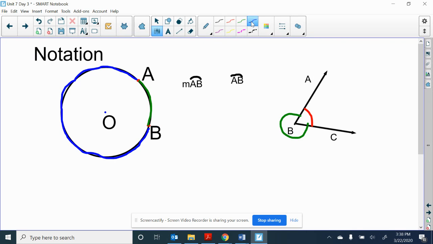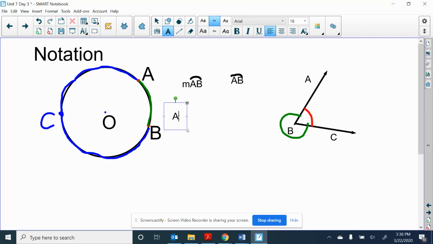All right. So what if you did want to talk about the blue arc, the major arc AB? Well, what you would then do is just pick any other point on that arc. We'll call it C. And we will say we want arc ACB.